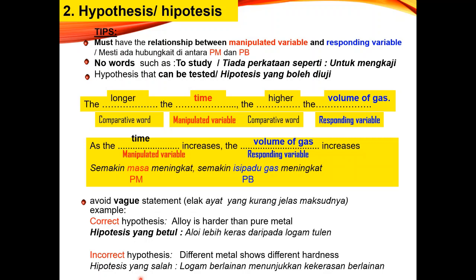For example, this one. So the correct hypothesis we write is alloy is harder than pure metal. You cannot write like this. Different metals show different hardness. Okay, so this is the incorrect hypothesis, and then the correct hypothesis you need to write like this. Alloy is harder than pure metal. So alloy and pure metal here referring to the manipulated. Harder here referring to the responding variable. Okay.